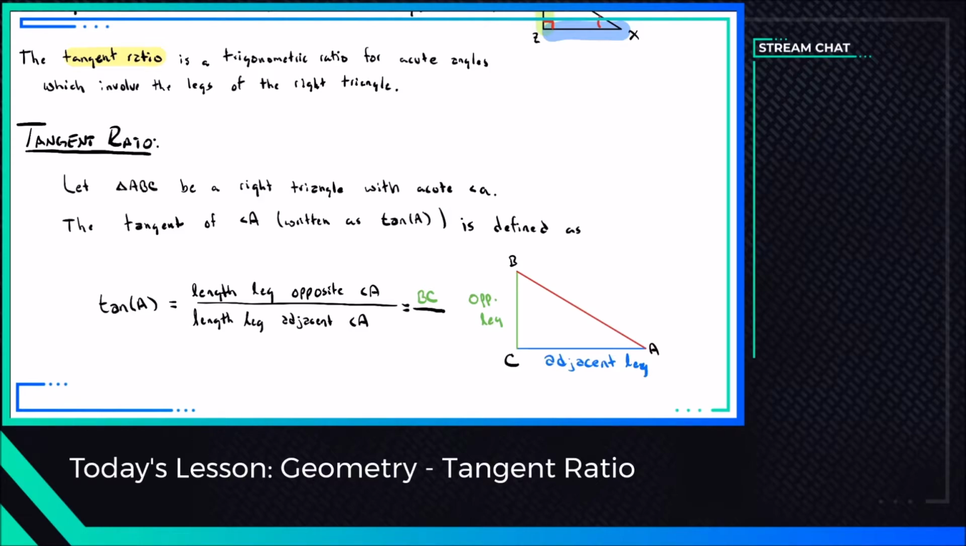And so that's going to be BC over AC. So our tangent function is just a ratio. And then, of course, this red leg is our hypotenuse.